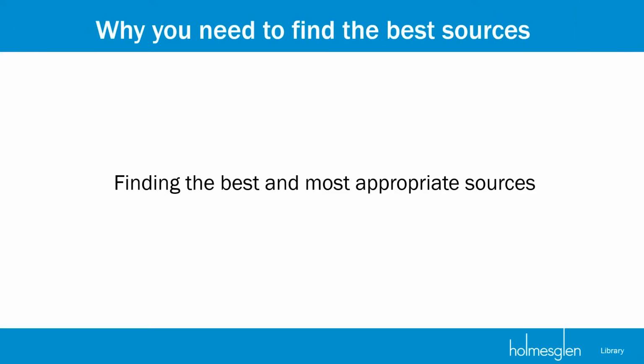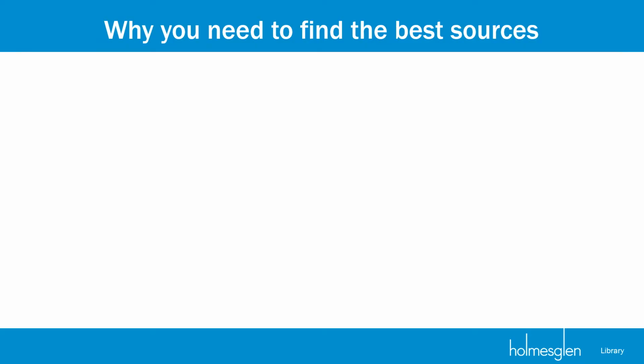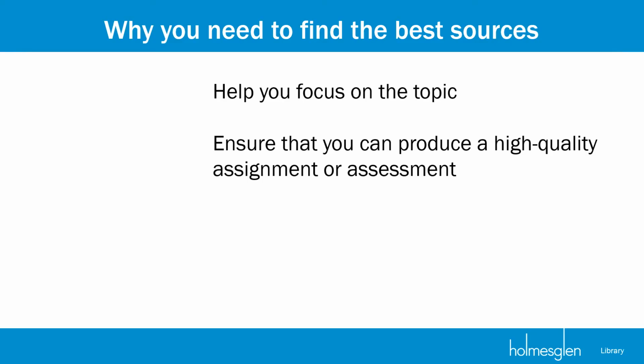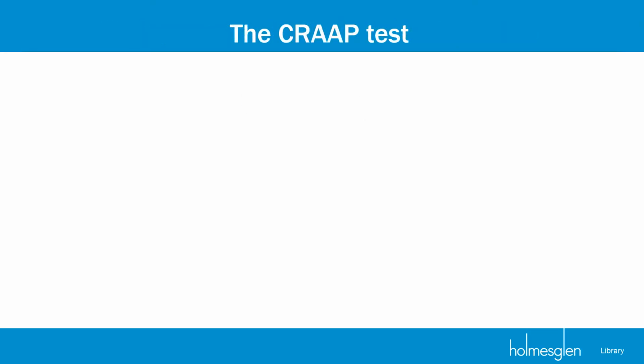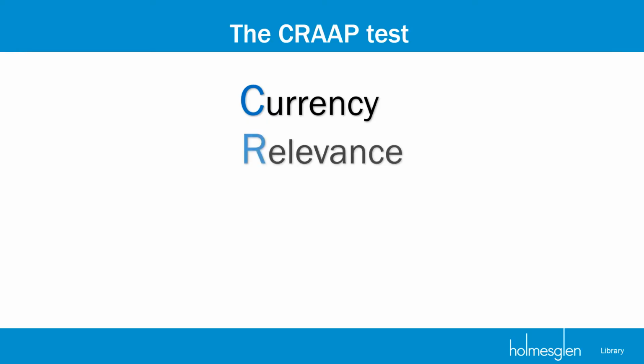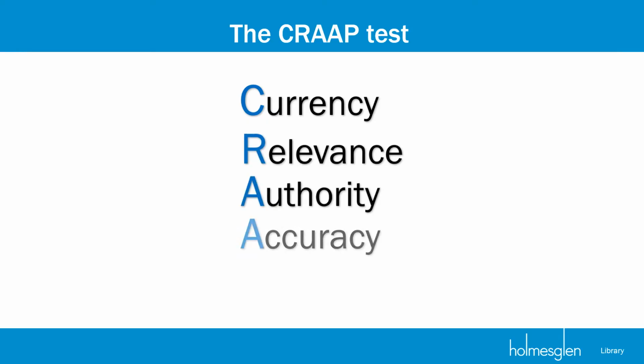When you are looking for information for an assignment, you will need to know how to find the best and most appropriate sources. Sources which will help you focus on your topic, ensure that you can produce a high-quality assignment or assessment, sources that will impress your teacher, and that will help you get better grades. To help you decide whether to use a source you have found, you can give it the CRAAP test and check for currency, relevance, authority, accuracy, and purpose.